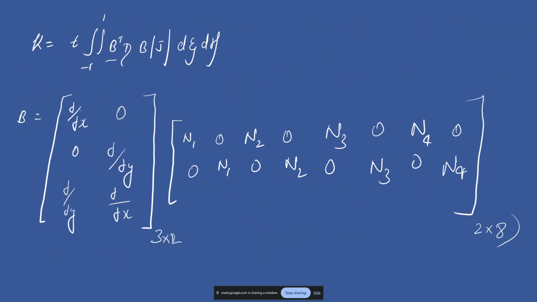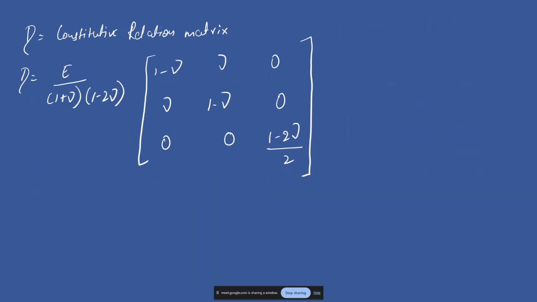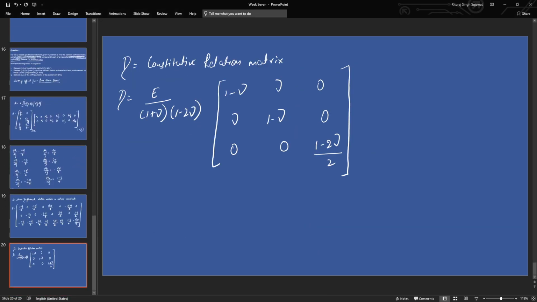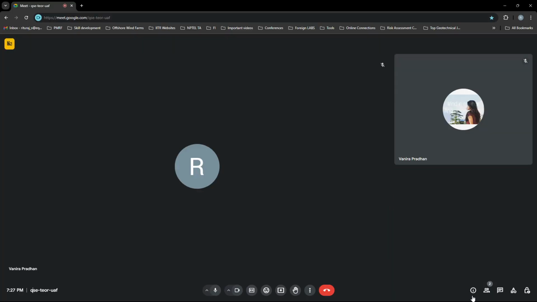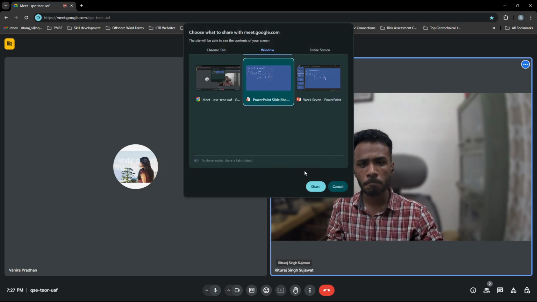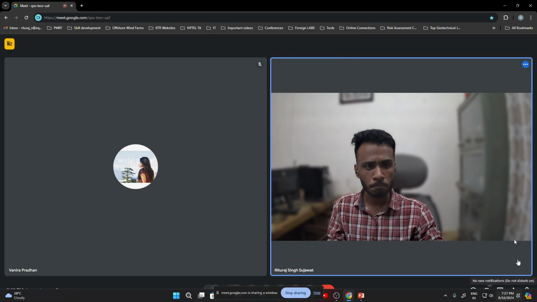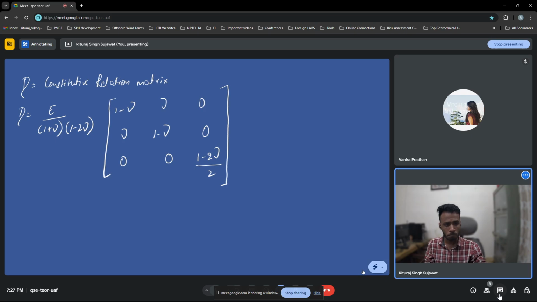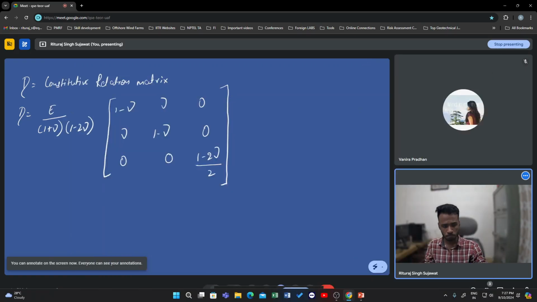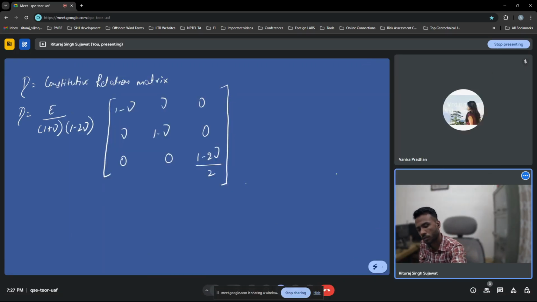Once you have all of this, you can obtain your stiffness matrix. Any doubt till here? Okay, then let's see what is the next part.